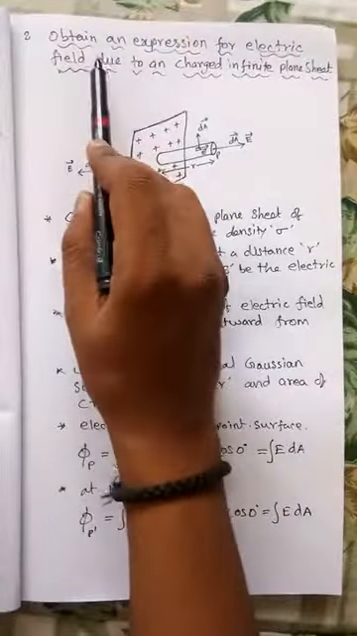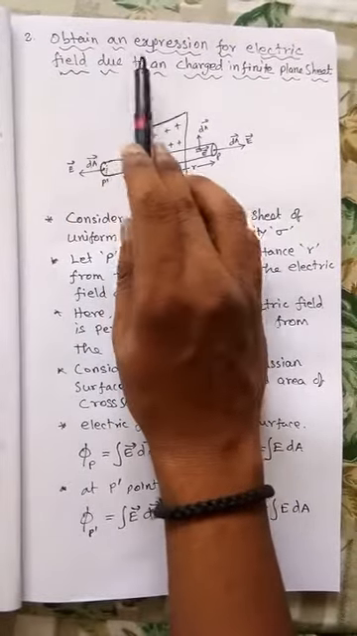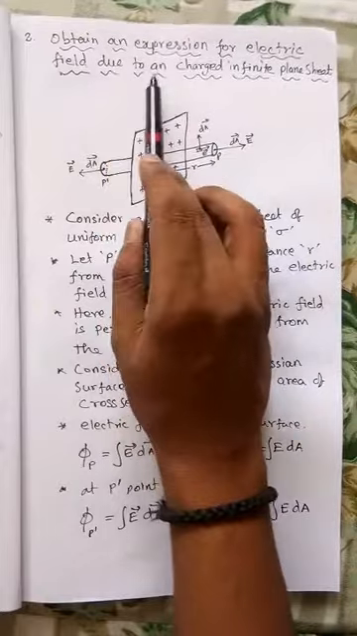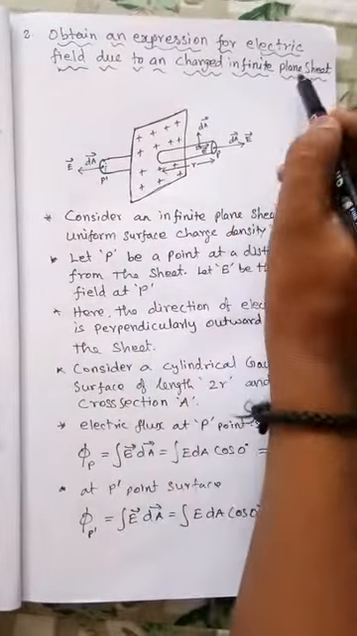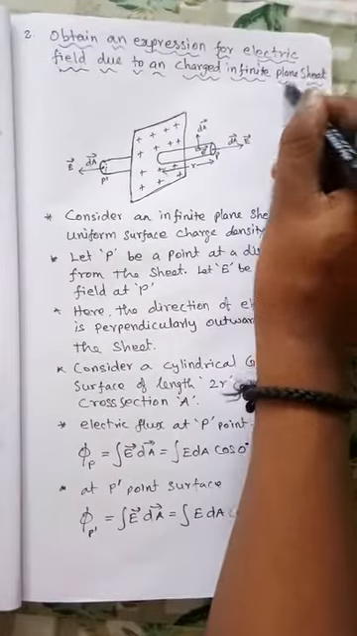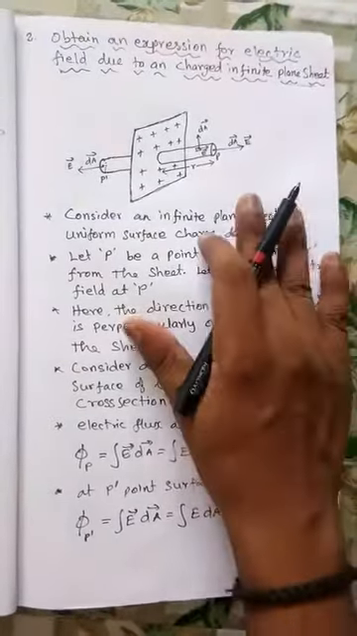Next question, another application of Gauss law. Obtain an expression for electric field due to a charged infinite plane sheet. That was the long straight conductor wire; here it is a plane sheet. It's another very important 5-mark question.